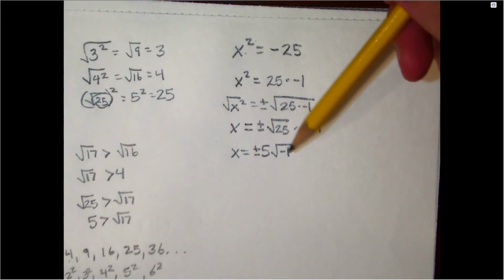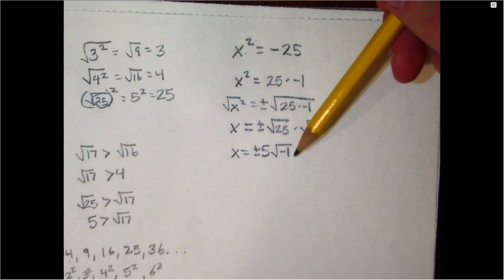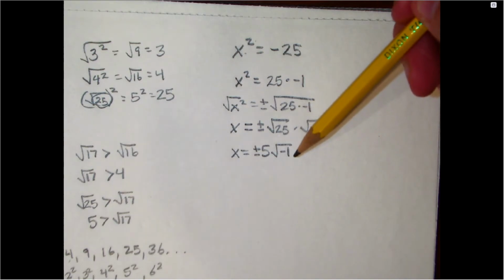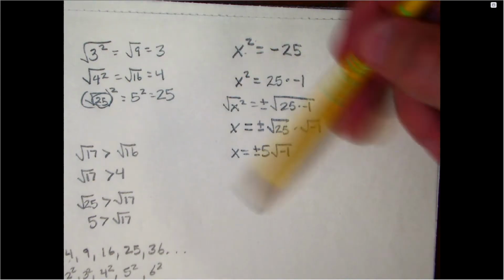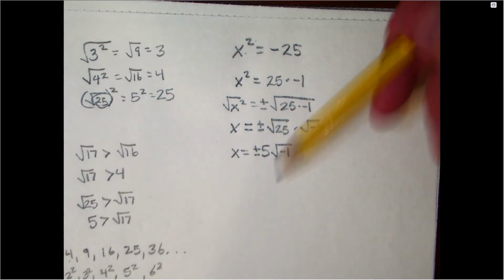So you're still asking yourself, well, square root of negative 1, that doesn't make any sense. That's impossible. And, well, you're right. There's no real number that when you multiply it by itself equals negative 1. But these types of problems have happened so often in math that we've come up with a way to symbolize them so that we can keep working.